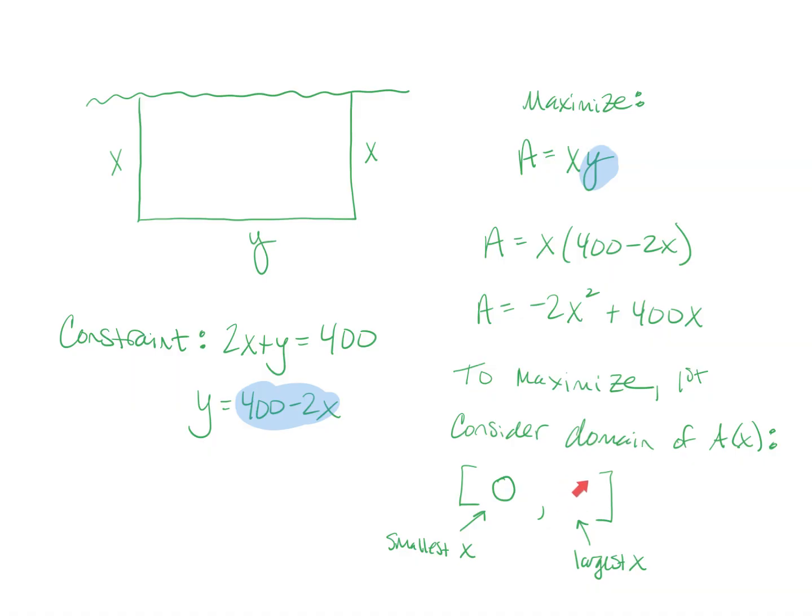And then the largest value you can make X is if you use all of your fencing to come out and have no width along Y. So all your fencing is used in this vertical. You would do 200 and 200 with no space in between. So the largest X would be 200. Since the domain is closed, to maximize, we just plug the endpoints and the critical points into A to find the largest area.